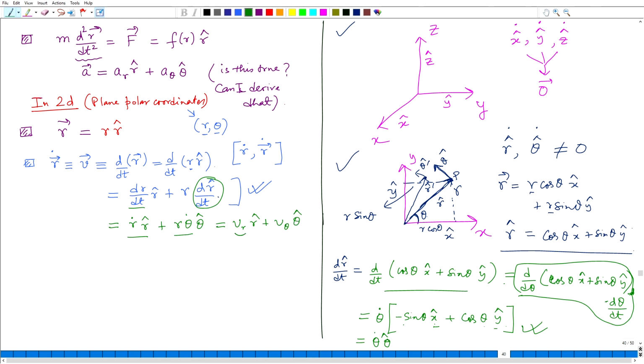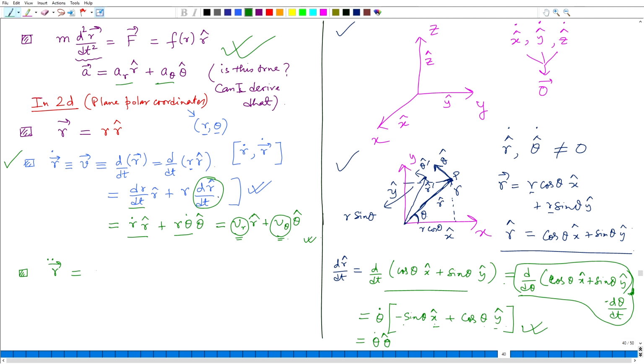So, this is the radial component of the velocity vector, and this is the cross-radial or theta component of the velocity vector. Okay. So, this is how the velocity vector in 2D plane polar coordinates should look. Now, what about r double dot? Because in order to finally write Newton's law in the plane polar coordinate system, we have to reach a_r and a_theta. So, what is r double dot?